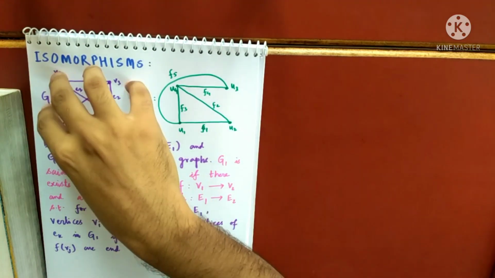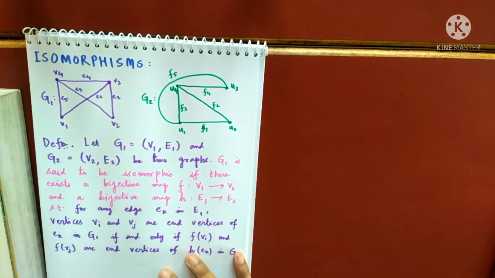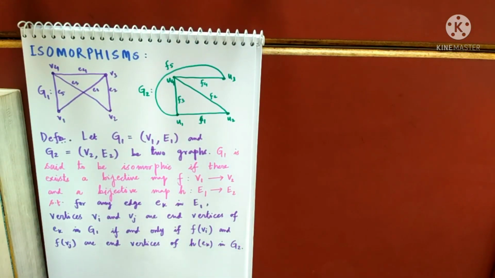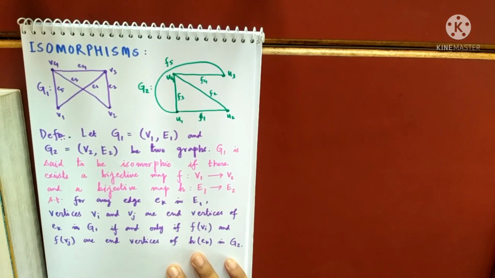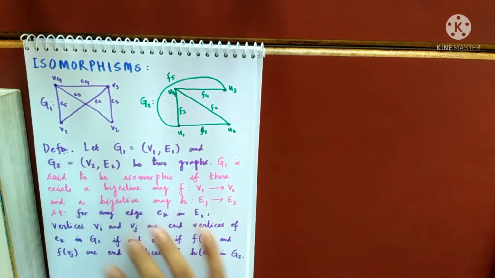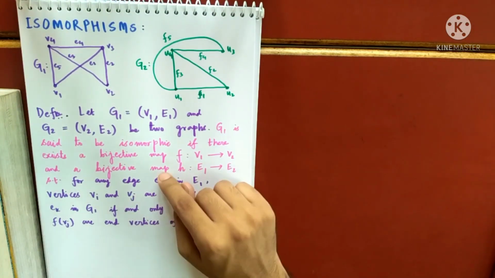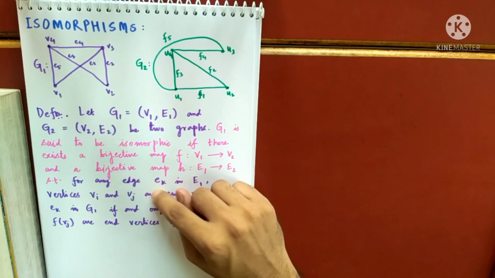F takes vertex set to vertex set and H takes edge set to edge set. But just constructing these two bijective maps is not enough. You have to construct these bijective maps in such a way that if you pick up any edge from the first graph, suppose I am naming that edge as Ek.